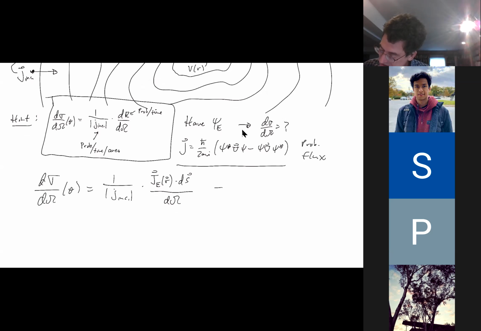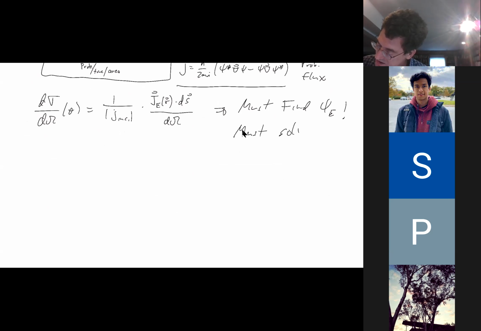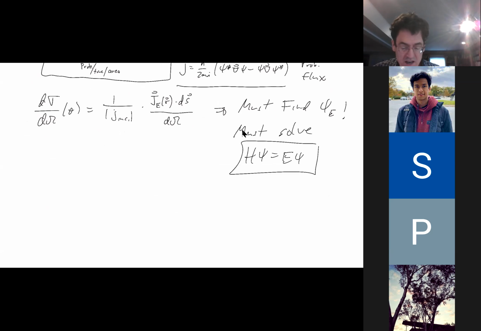basically the point is, then we must find psi. And so that means that it all boils down to the same old thing. In quantum mechanics, it always boils down to the Schrodinger equation. Must solve H psi equals E psi. All right, but the problem is that this is hard to do. So this is hard.